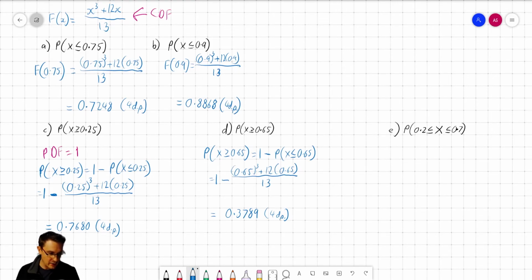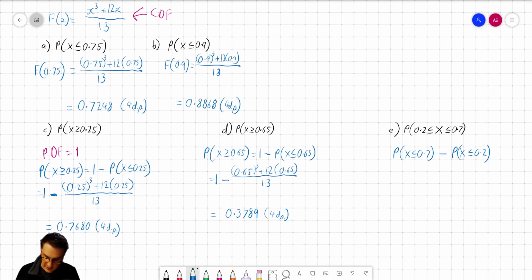Now for this last one, it's similar in how it works as well. The way we're going to break it up is we're going to look to use here, since we're finding it between 2 regions, we're going to find out P of x less than 0.7. But then what we're going to do is we're going to subtract P of x less than 0.2. And that's just going to leave the boundary between those 2 points of 0.2 and 0.7.